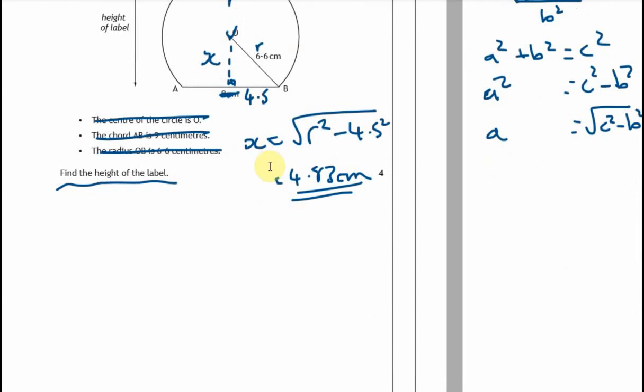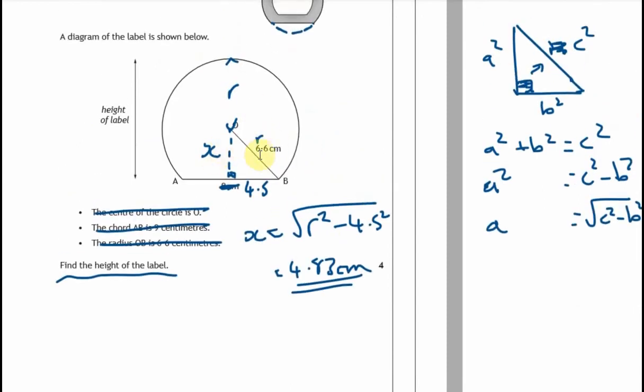So I've solved this diagram, if you like, for x. I now need to work out the height. So the height is going to be 6.6 plus 4.83. I know it's a calculator paper, but I'm just going to do this anyway. 11.43.